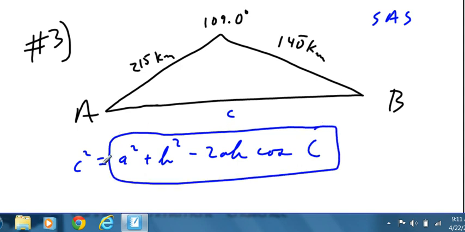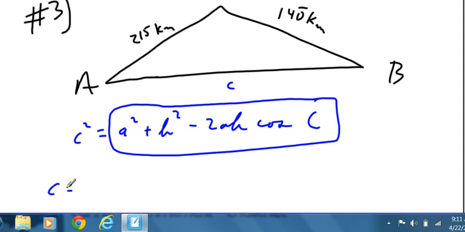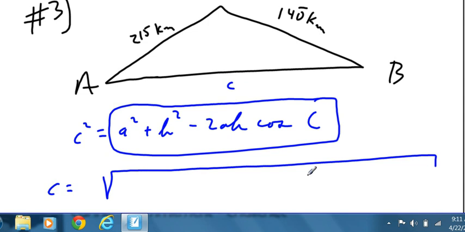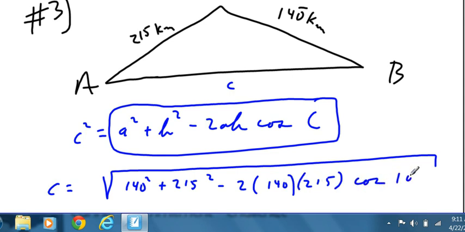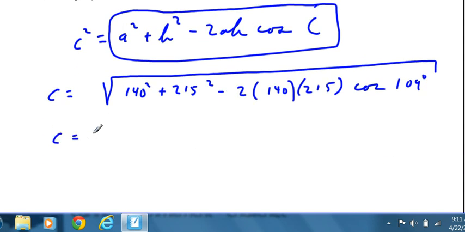Those are all knowns to me, and I'm only solving for C. So C is going to be equal to, normally we'd say plus or minus the square root, but it doesn't make any sense to have a negative number, so we're not going to do that. C equals the square root of 140 squared plus 215 squared minus 2 times 140 times 215 times cosine 109.